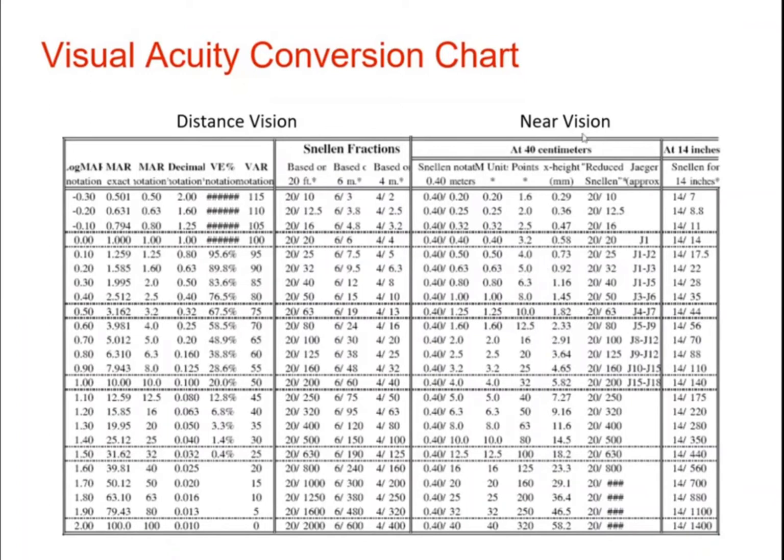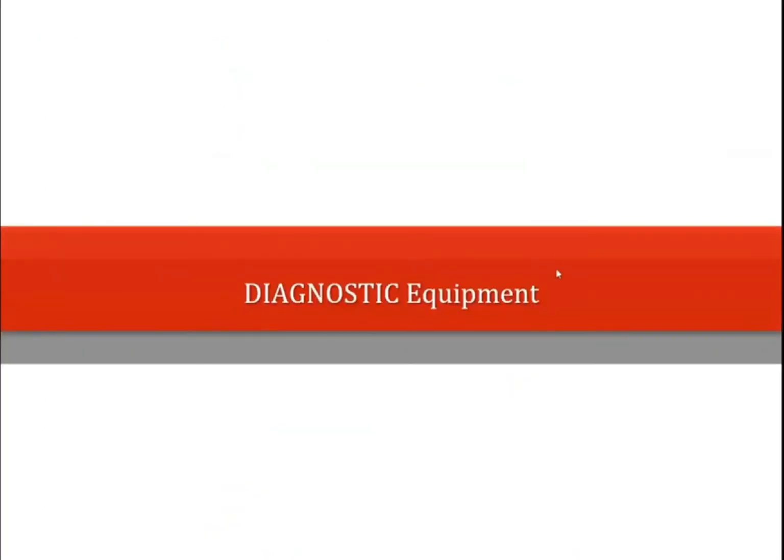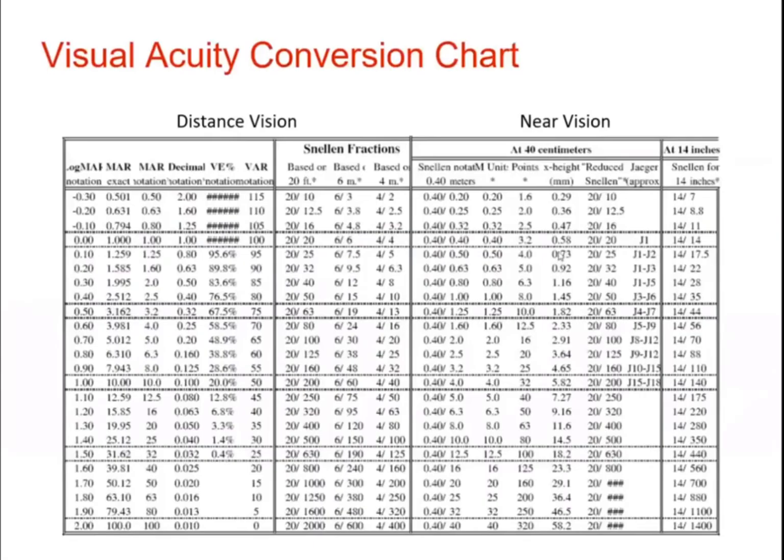Of course, near vision can also be represented in terms of Snellen acuity. So sometimes we may even represent the near vision in terms of its Snellen equivalent rather than the Jaeger or point system. Okay, so that is my recap of visual acuity.